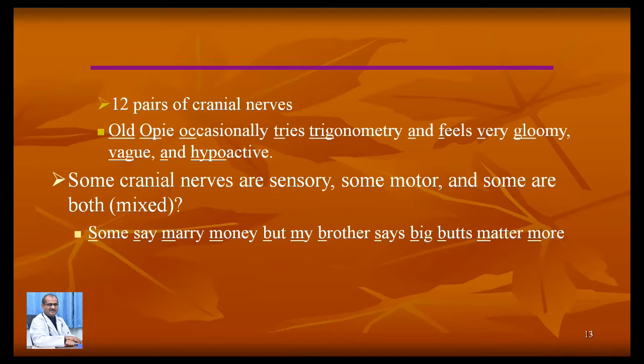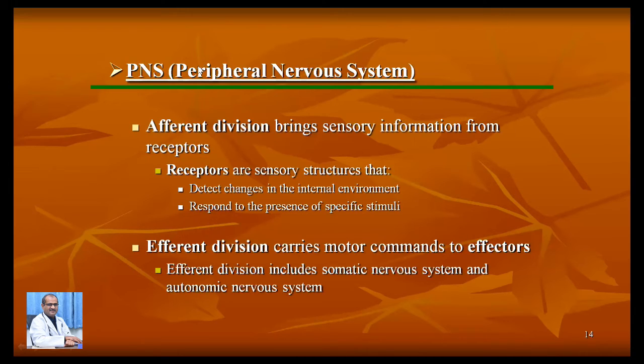There are 12 pairs of cranial nerves, the olfactory, oculomotor, trigeminal, trochlear, and many more. Of course, you might be remembering the 12 cranial nerves. And some cranial nerves are sensory, some motor, and some are mixed or both. And in the peripheral nervous system, afferent divisions bring sensory information from the receptors, maybe a pain receptor, or if it is a voluntary nerve, the non-autonomic nerves, then it brings the sensory stimuli.